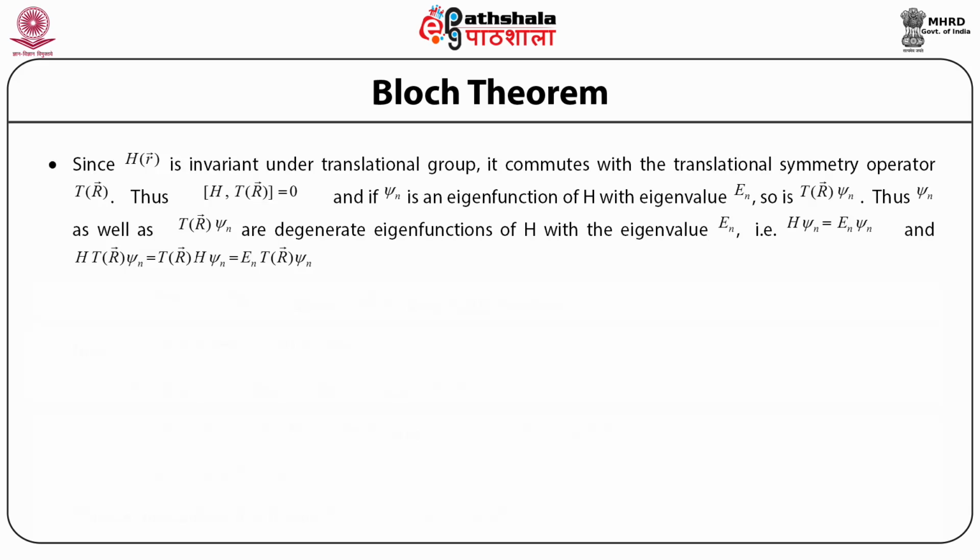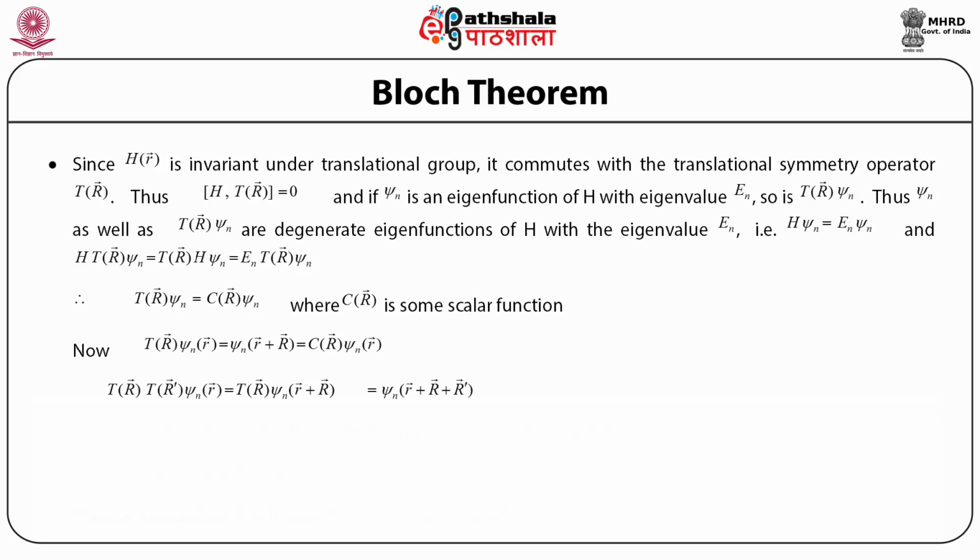So we can write T_R operating on psi_n is some scalar function of R multiplied by psi_n. That is, T_R psi_n is equal to C(R) psi_n, with C(R) some scalar function. T_R is a translation operator which translates the position vector by an amount capital R. So T_R acting on the wave function psi_n(r) gives us a wave function psi_n at the point r plus capital R, which is equal to a scalar function C(R) times psi_n(r), from what we have seen above.